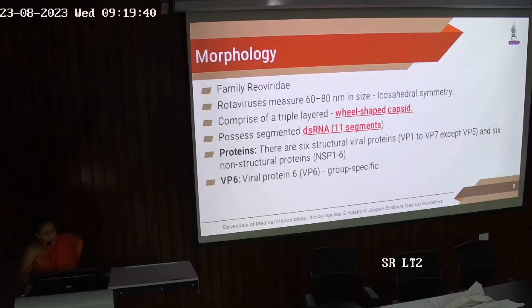What can I say? So it possesses a double-stranded RNA as the genetic material and it has 11 segments. The shape is very peculiar. It has a triple layered structure and it has spokes coming out of the capsid.